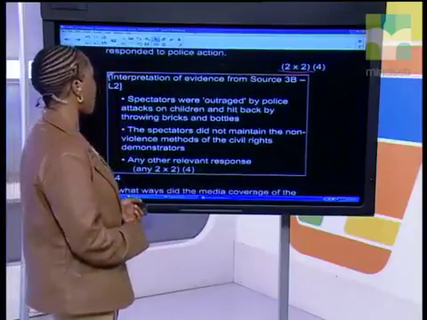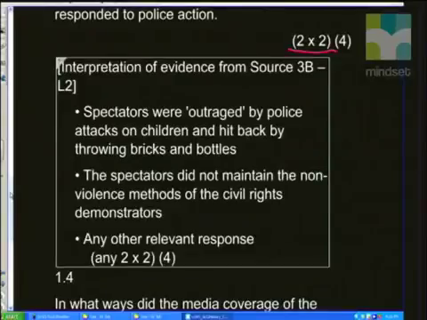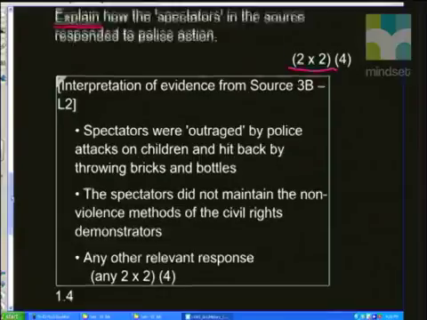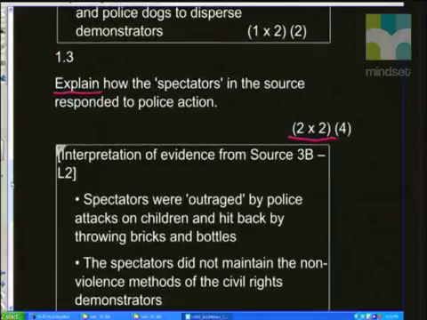The spectators were outraged by police attacks on children and hit back by throwing bricks and bottles. Again, going back to the question, explain how the spectators in the source responded. The question does tell you, you are not looking at how the authorities responded, but the spectators. They've even put the word in inverted commas so that you know that you are only looking at the spectators and not the other players, because there were different groups of people.